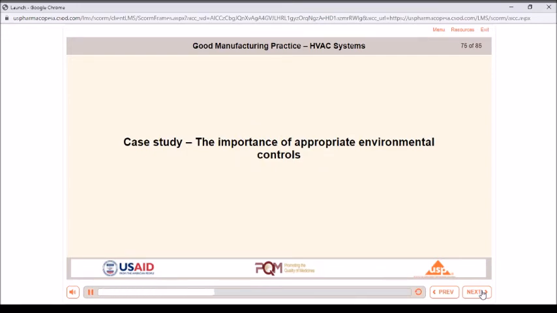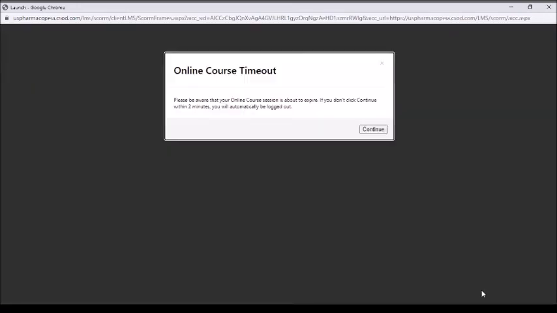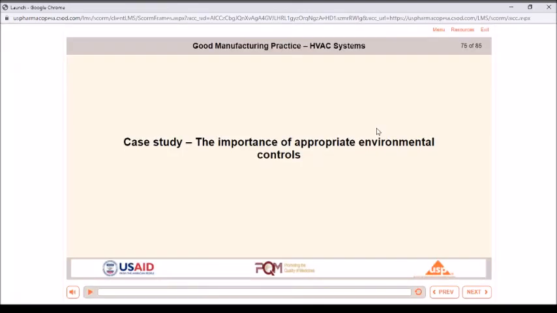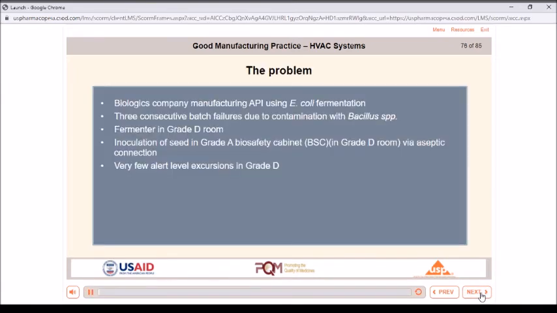Case study: the importance of appropriate environmental controls. The problem. This case study involves a problem that should never have been allowed to happen and cost the company a lot of lost time and money.